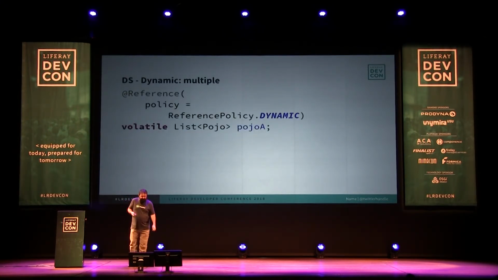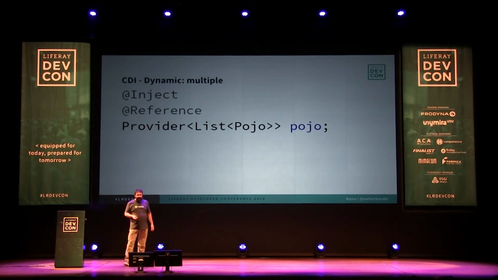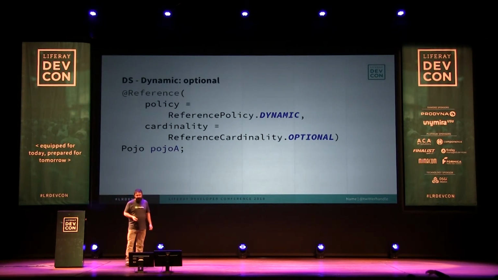Multiple, you have a list of POJOs. In DS, if that's dynamic, you need to make sure it's volatile. There are other ways to deal with this, but this is the simplest way. It's just going to get replaced with a list, so you need to make sure that you always get that list and reiterate over it. In CDI, we solve that again through the type system. We just say, okay, just give us a provider of the list. I don't care. I'll just do the get, then get the list and operate on it. I'm sure that I'm always going to get the updated one. It's a little more elegant.